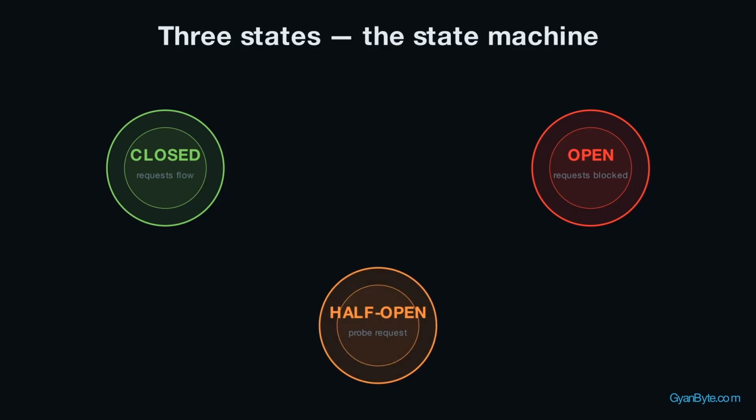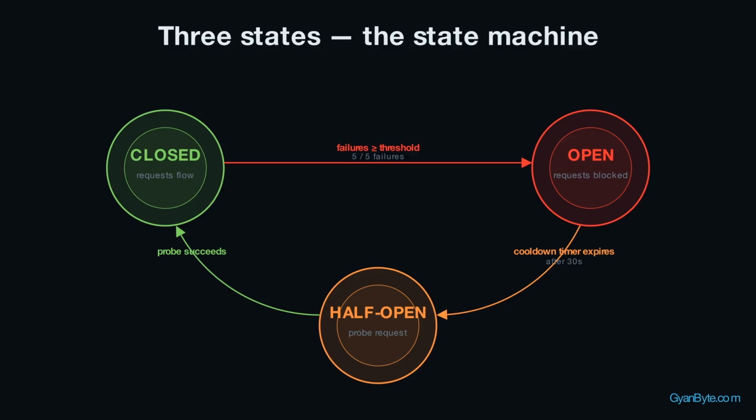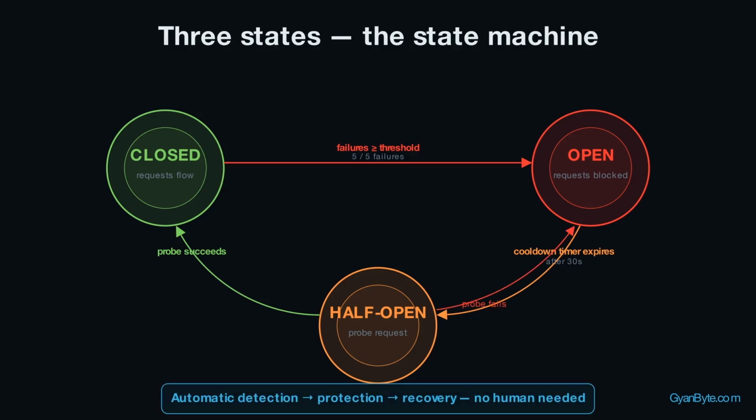State 3, half open. After a cooldown timer expires, the breaker lets one probe request through. If it succeeds, the breaker closes again. If it fails, it reopens. The beauty is in the transitions. The breaker automatically detects failure, protects the system, and then automatically recovers when the downstream service heals. No human intervention is needed.